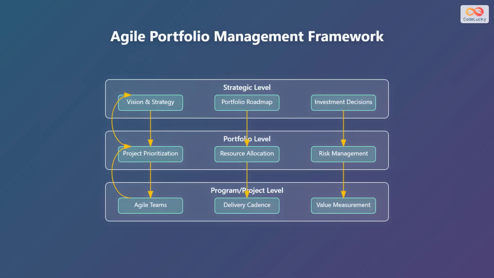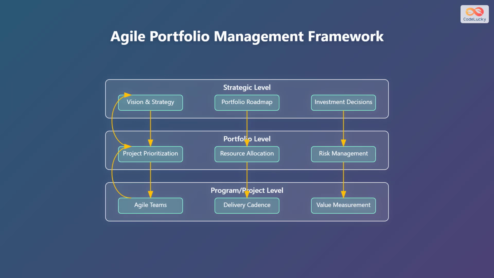This is a representation of the Agile Portfolio Management framework. At the strategic level, we have vision and strategy, portfolio roadmap, and investment decisions. These elements define the direction and goals of the entire portfolio. Moving to the portfolio level, we focus on project prioritization, resource allocation, and risk management. These components ensure that the right projects are selected and managed efficiently.